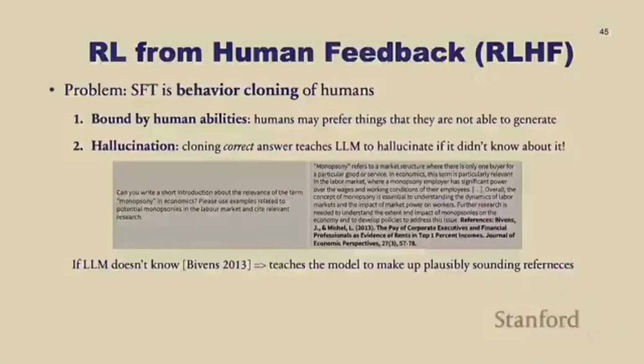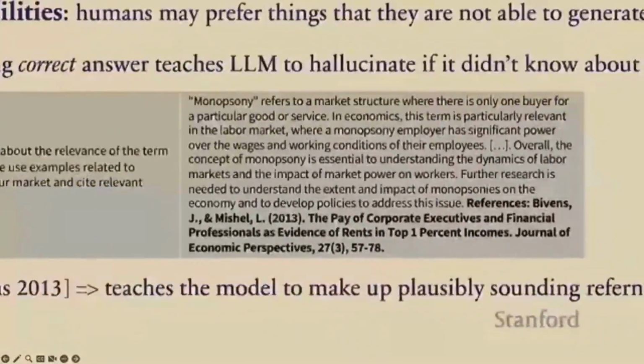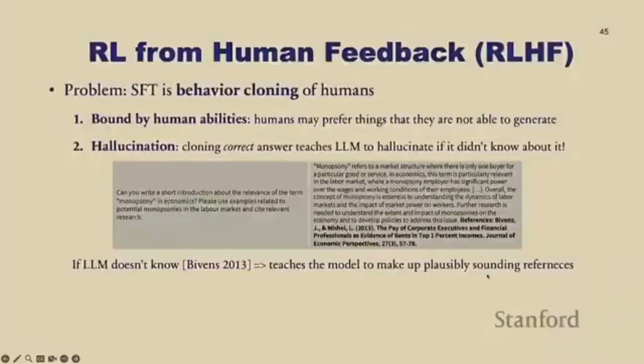Just to give you a very concrete example, if we go back to this monopsony example, can you write blah, blah, blah about monopsony? Imagine that the human wrote a reference to a certain book. That book might exist. That might be a correct reference. But what if the LLM never saw this reference during pre-training? Then it doesn't know that it's a correct reference. So really what you tell the model is to make up some plausible-sounding reference rather than actually give the real reference that it saw during pre-training. So hallucination might be caused by this SFT. That's problem number 2. Does that all make sense?